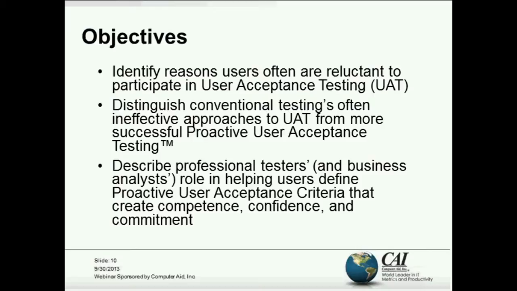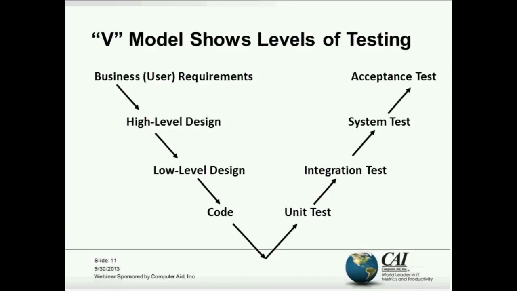And thirdly, to describe the relative roles of professional testers and/or business analysts, because sometimes business analysts are the ones in this position, in helping the users define proactive user acceptance criteria. And doing that can help create the competence and confidence and commitment. So, next slide. Okay. So, we've got the familiar V model.